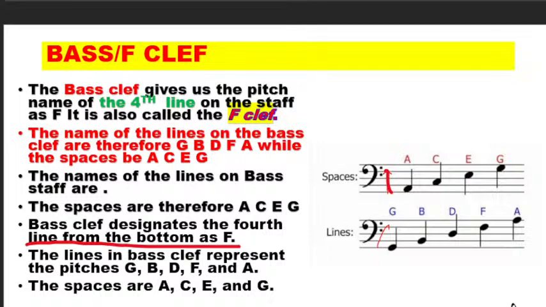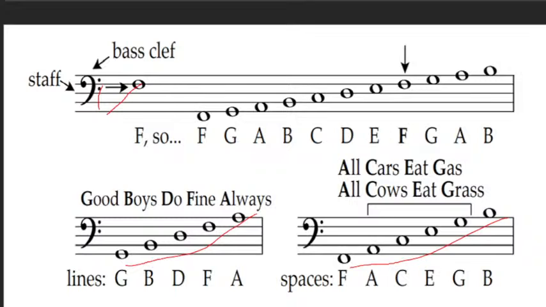Now here is how it is indicated. This is the bass clef. Here is the staff. Remember I said a staff has 5 lines and 4 spaces. When you want to count, you count from the bottom upwards.